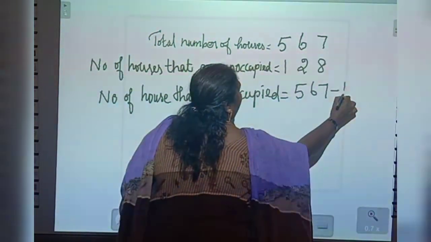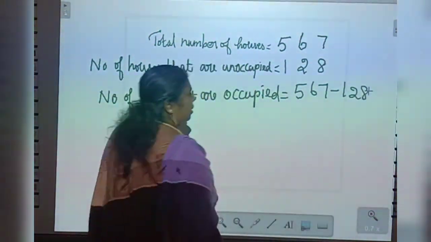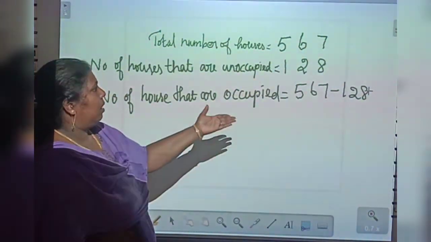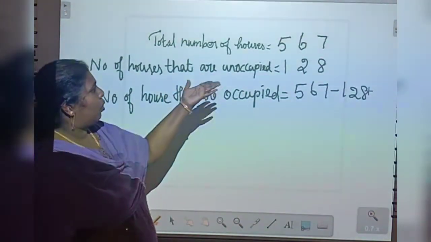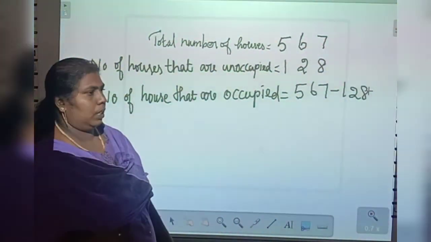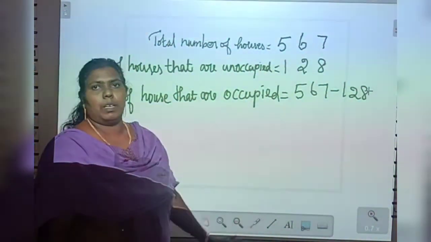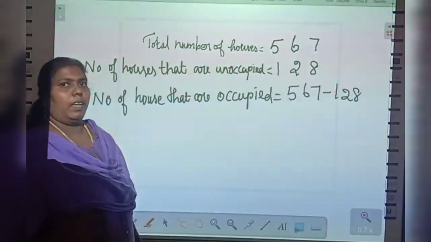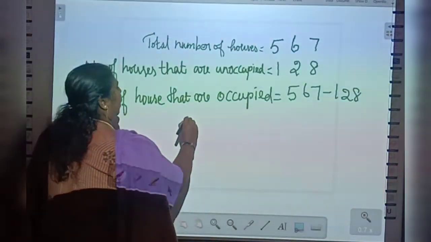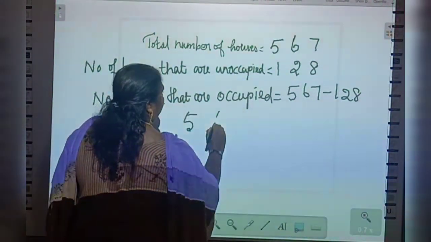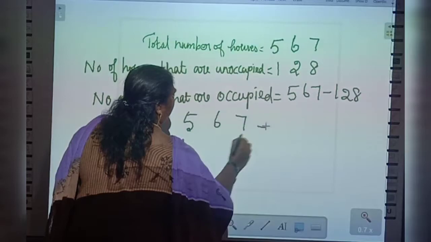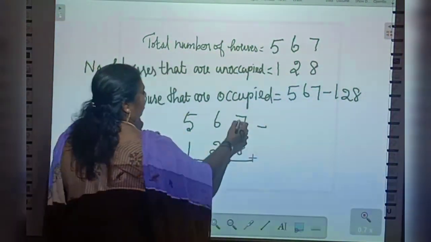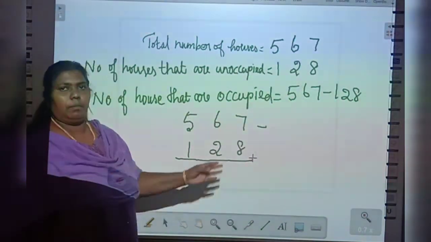567 minus 128. Total number of houses is 567 and number of houses unoccupied is how much? 128. If we subtract these two numbers, then we will know how many houses are occupied. Yes, subtract these two numbers. 567 minus 128. Yes. First we have to subtract in which place?